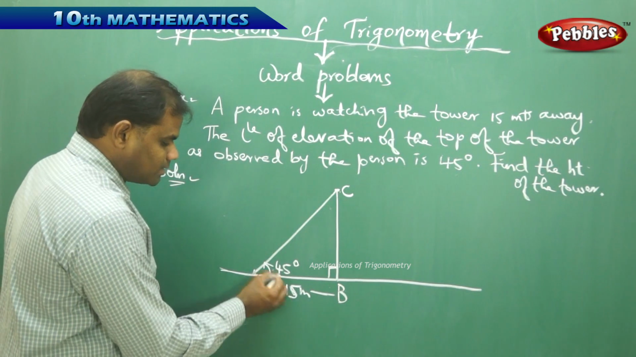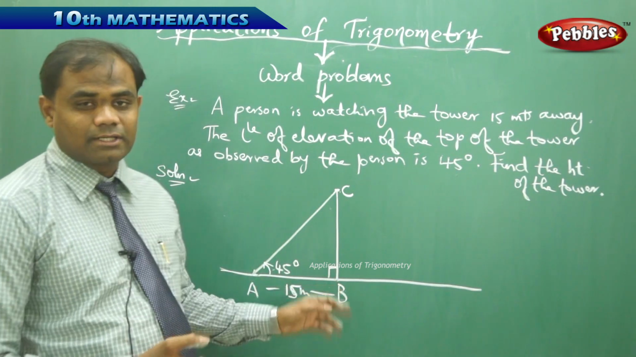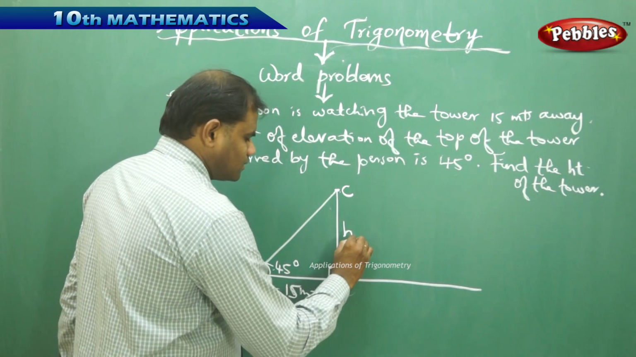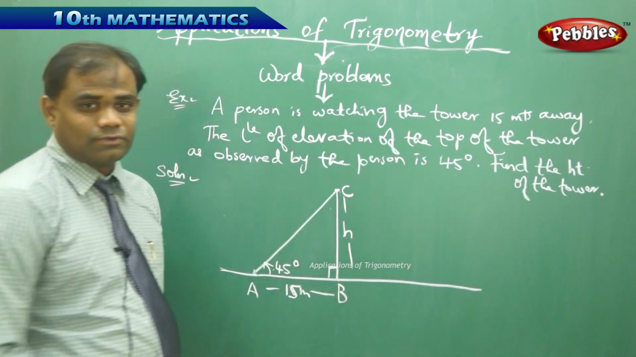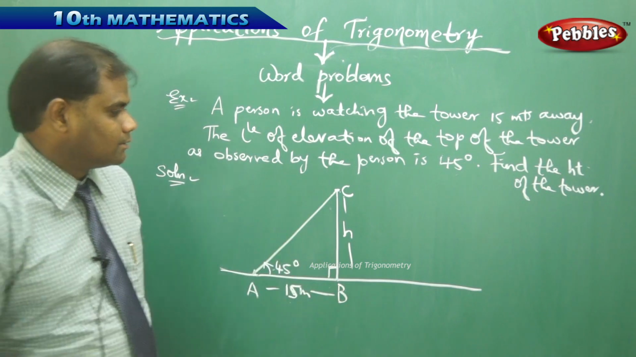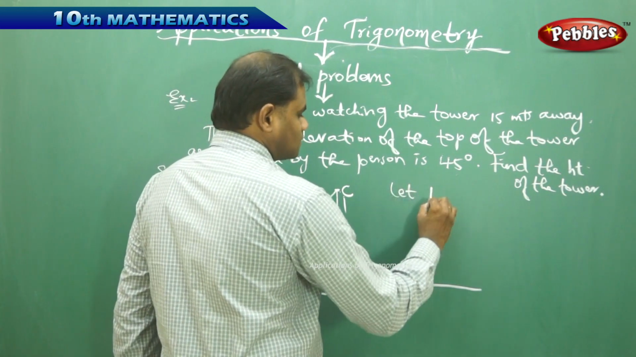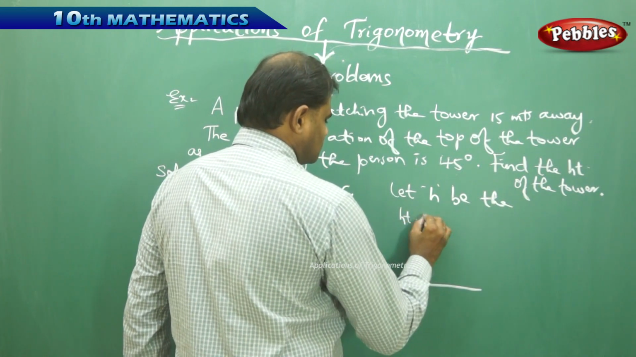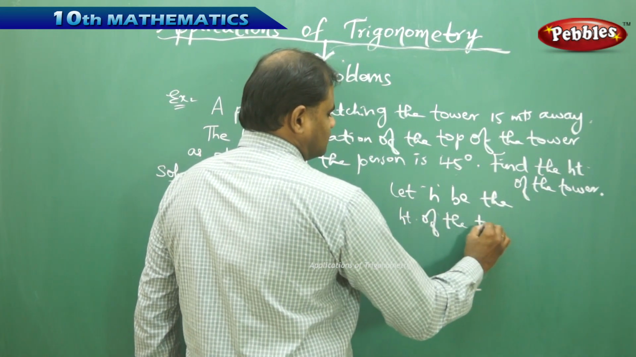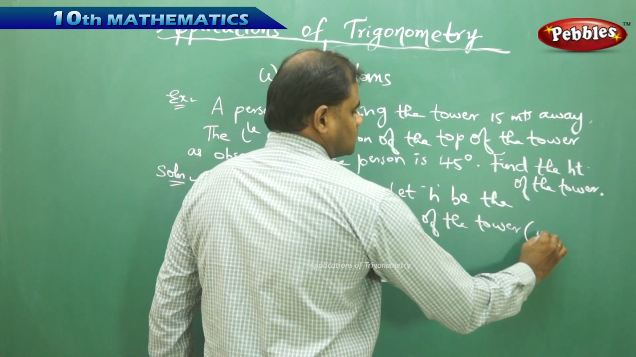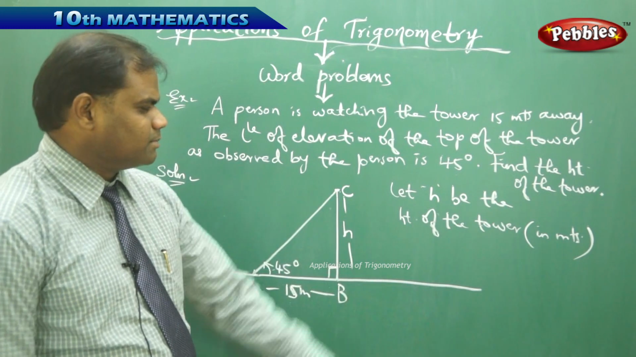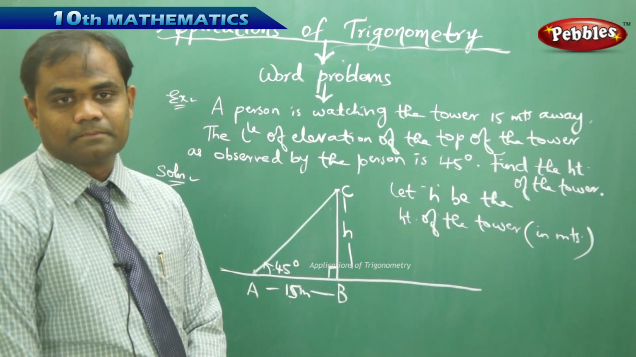So with these basic pieces of information, we try to find the height of the tower, which we assume as h. Because we don't know the height of the tower, let h be the height of the tower, of course in meters, because I convert that in meters. So let h be the height of the tower in meters.